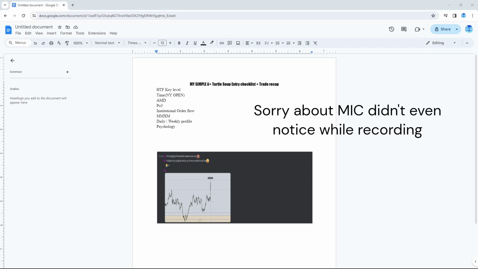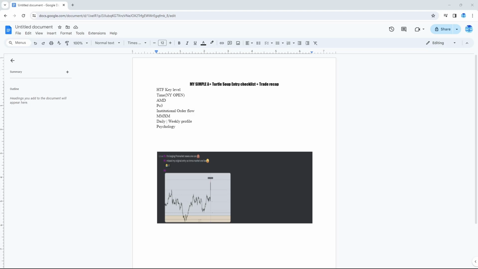Took two trades today. Want to go over them with a trade recap, and go over a simple A plus turtle soup entry checklist. Not specifically a PDA model checklist, but just the overall idea, high time frame, and pretty much market profile, and just in general what you want to look out for when you're looking to trade the turtle soup.